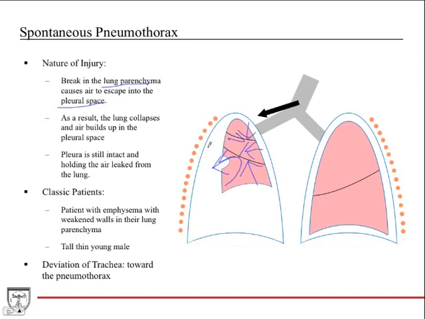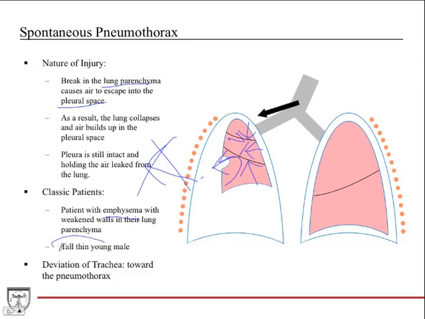Now what's important to note here is that the parietal pleura here is still intact, and it holds the air that's leaked out of the lung in place. The air isn't moving out here into the atmosphere. And so what's important to note about that is that there's certain specific examples that this often happens, and you often see this on an exam. A classic patient is a patient with emphysema, and that makes sense, right? Because emphysema trashes the lung tissue. And so you have weakened walls in the lung parenchyma, and you have these breaks, and air ends up leaking out and causing a spontaneous pneumothorax.